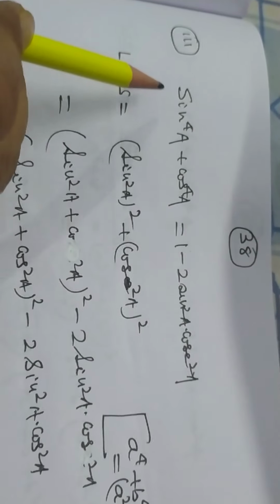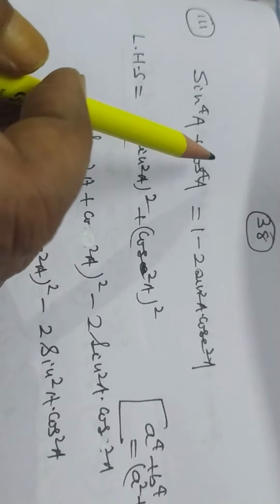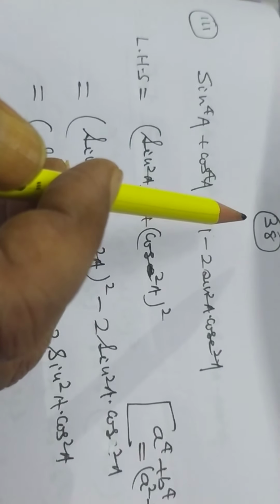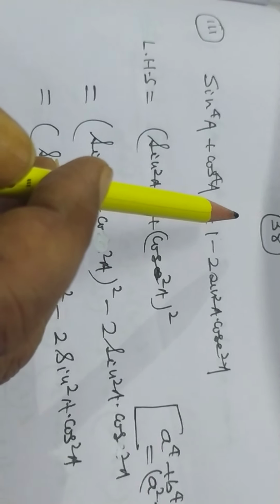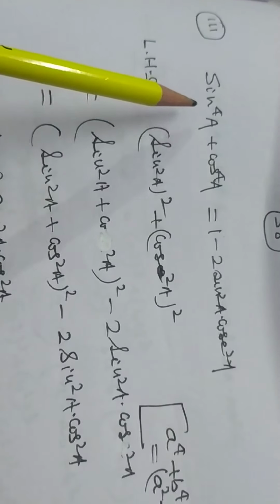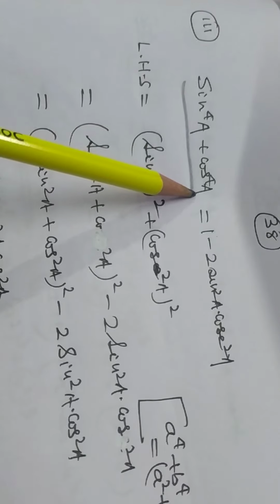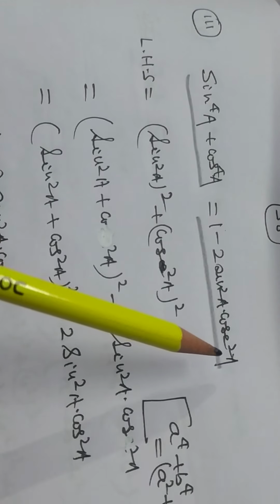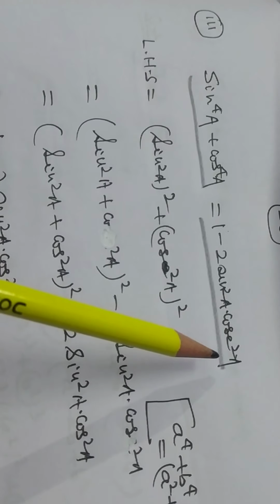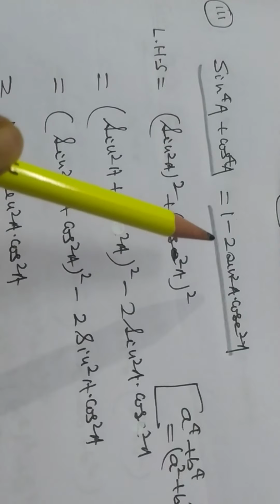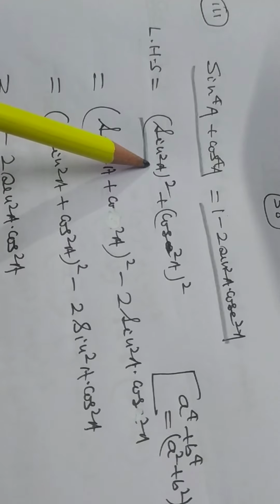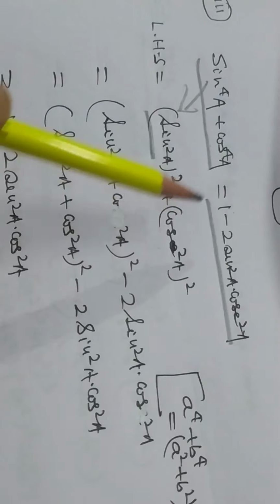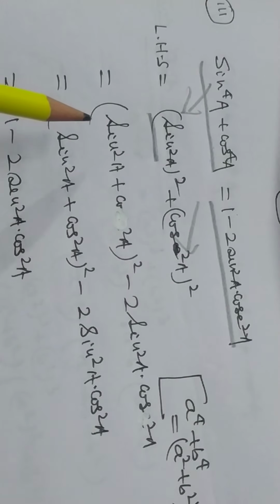Now this is very, very important. It may be asked in the examination, and it will also be beneficial for solving problems involving degree. My dear students, sin 4a plus cos 4a is equal to 1 minus twice sin square a into cos square a. Sin square a whole square can be written as sin to the power 4a. Cos square a whole square can be written as cos to the power 4a.